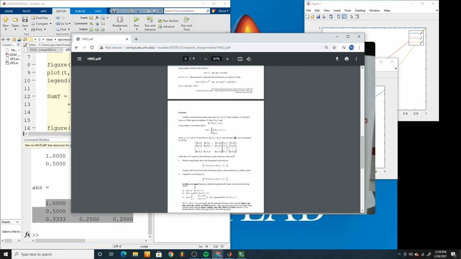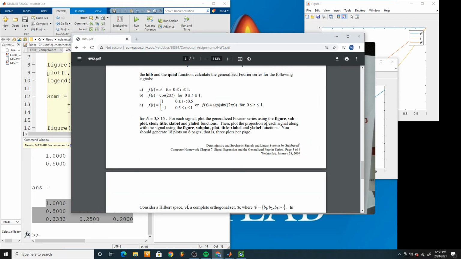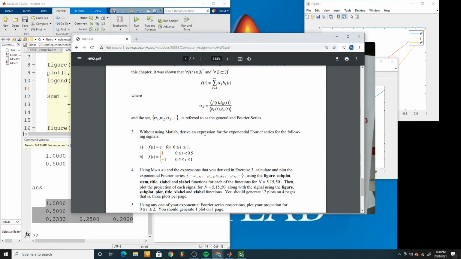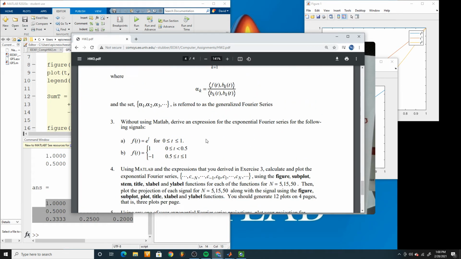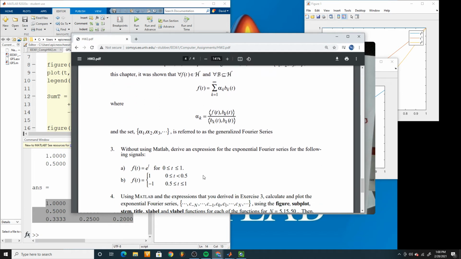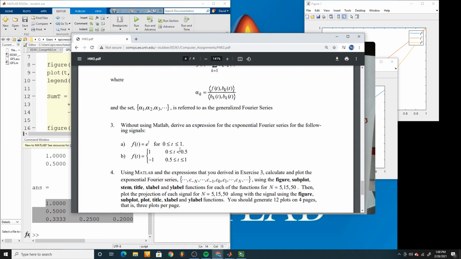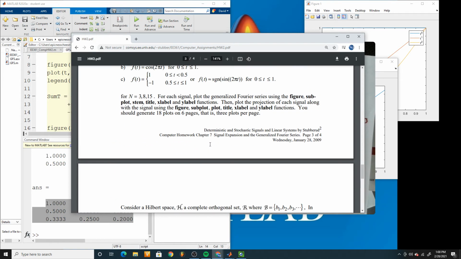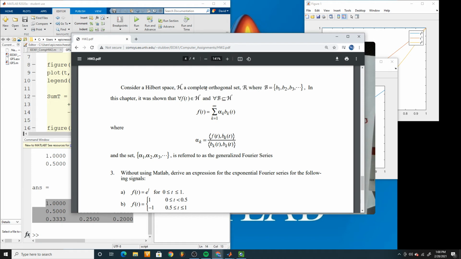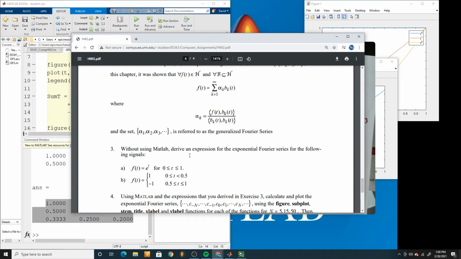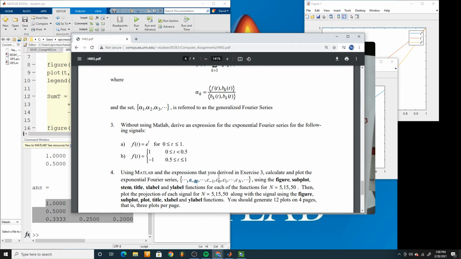Exercise 2. So now you know how to do that. Use these functions right there. Now for this one, you're going to be touching the Generalized Fourier Series, the whole meat and cheese of this class. What are we supposed to do? Hilbert space, complete. Derive an expression for the exponential Fourier series for the following signals. Oh, okay, so we're using the C's.